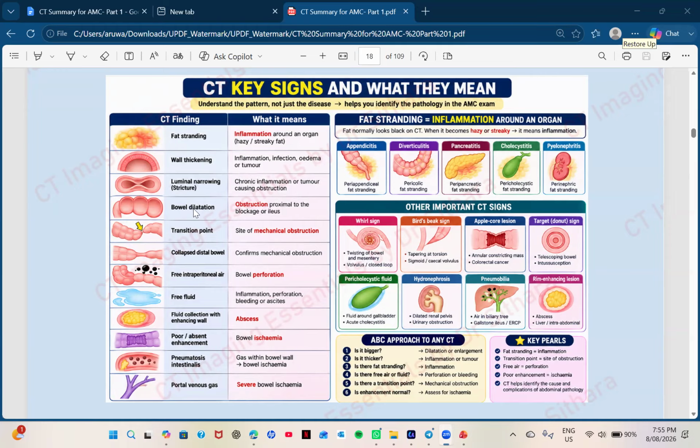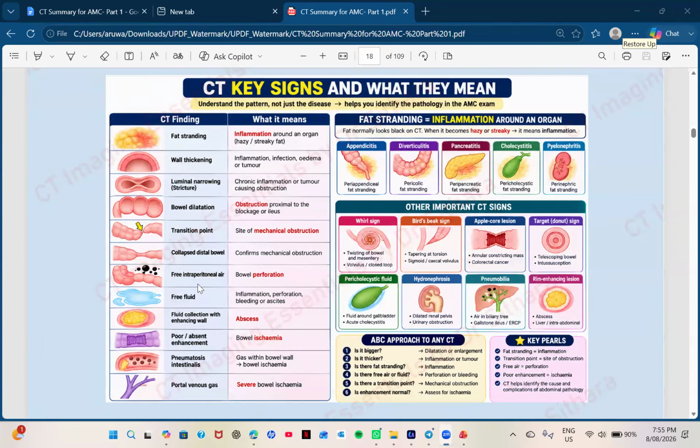This narrowing or strictures, right? Then bowel dilatation in obstruction, right? Transition point in the mechanical obstruction, right? Transition point, very important. I explained that when I was doing the bowel obstruction session, right? So the transition point and collapsed distal bowels confirm the mechanical obstruction.